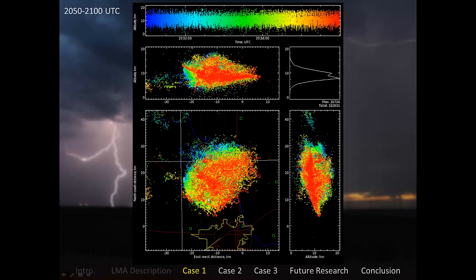I don't have the velocity data to show you, but there have been several cases in literature where sources in a supercell start to form a ring around the concentrated core of the mesocyclone itself.